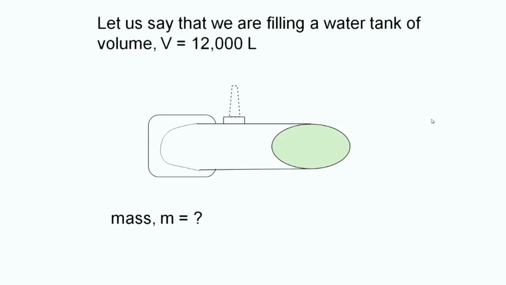This is the case. What is the mass of the water in the tank? All of you know that if we know the density, we can find out the mass of the water in the tank, and the mass happens to be 12,000 kg because the density of water is 1 gram per cc or 1000 kilogram per meter cubed, 1 kilogram per liter, and therefore, 12,000 liters comes out to be 12,000 kg.